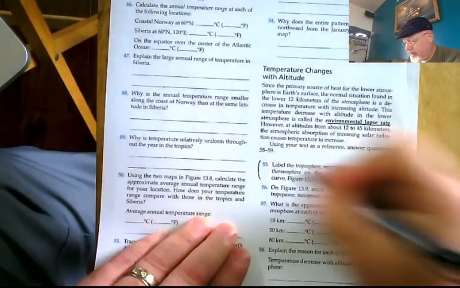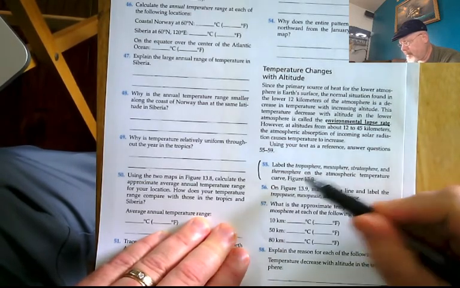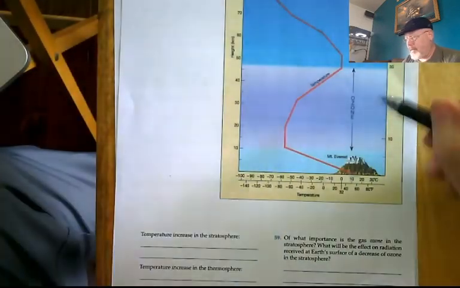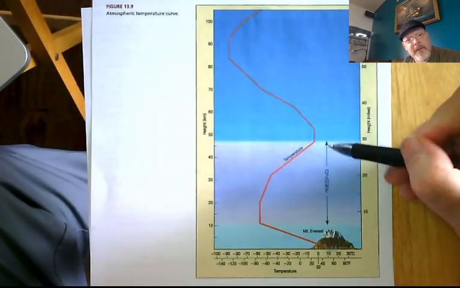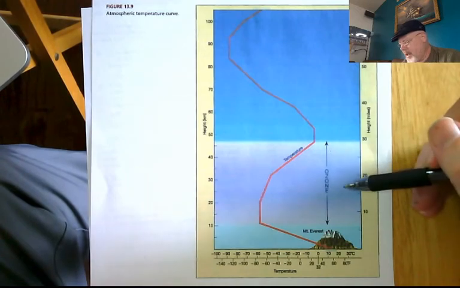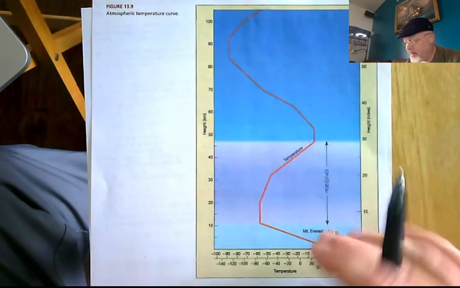Now, question number 55 says, label the troposphere, mesosphere, stratosphere, and thermosphere in this picture right here. You either need to go back and look at my videos to figure out which layer is which, or you need to go on Google. You can even type in Google Images, and it will actually give you what it is.